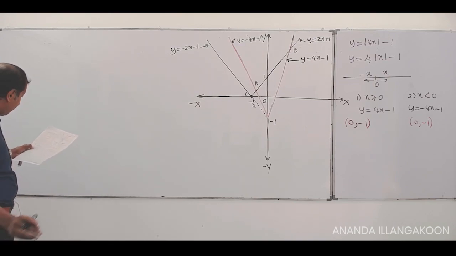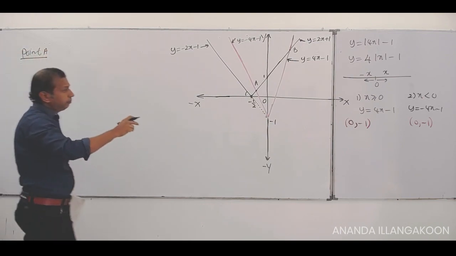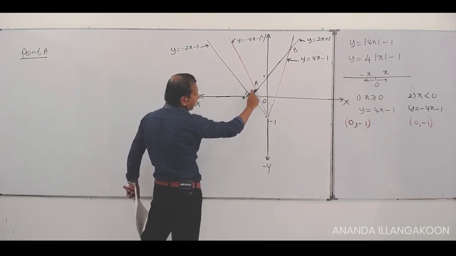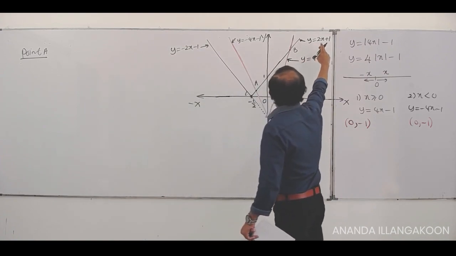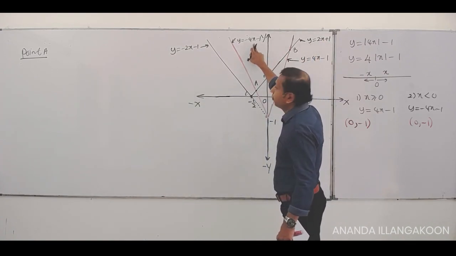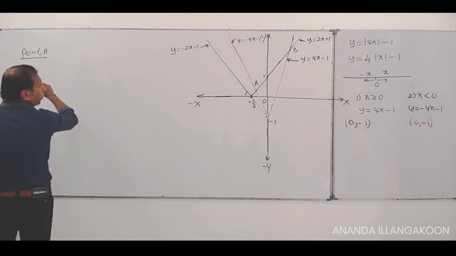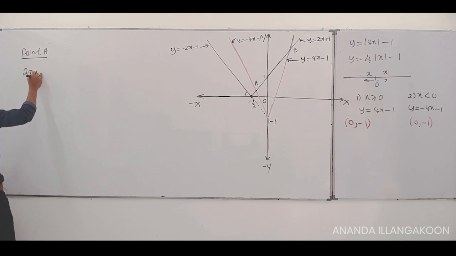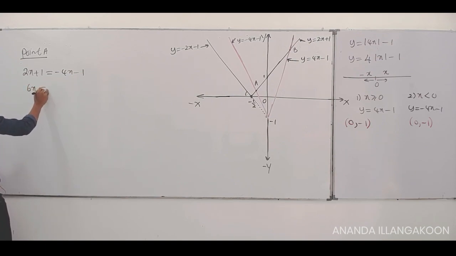Point A we get by the intersection of this black line and this red one. That means for 2x plus 1 and this, we have to equate the right hand sides of those lines. 2x plus 1 will be equal to minus 4x minus 1. Then here we get 6x equals minus 2, x equals minus 1/3.